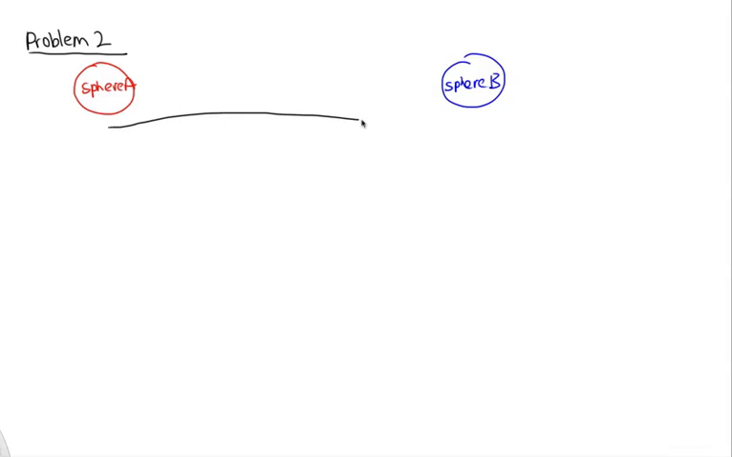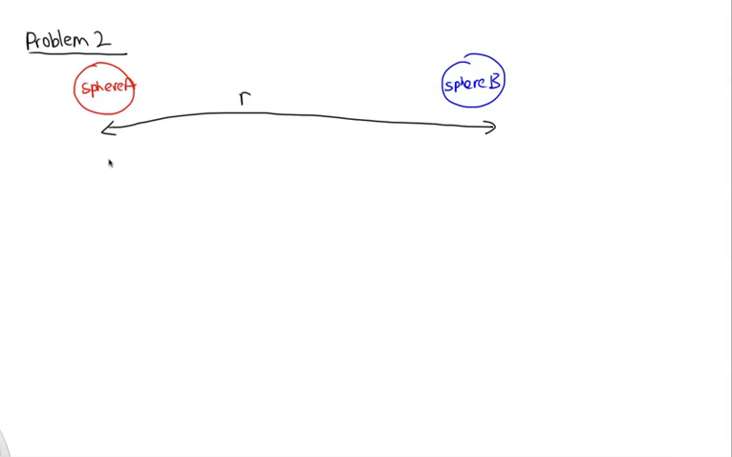Problem 2. In this problem, we've got two spheres. Sphere A and sphere B. And these spheres are separated by a distance r. And we're given different charges on sphere A and sphere B and different distances r. And we're asked to calculate the force that sphere B exerts on sphere A.